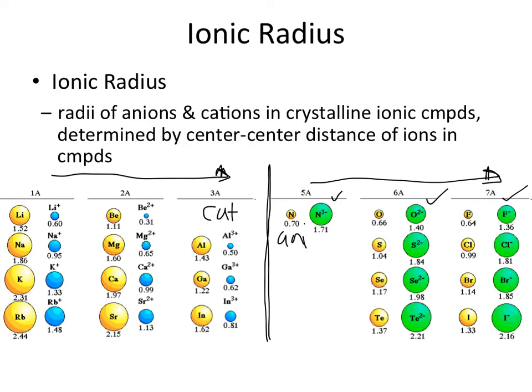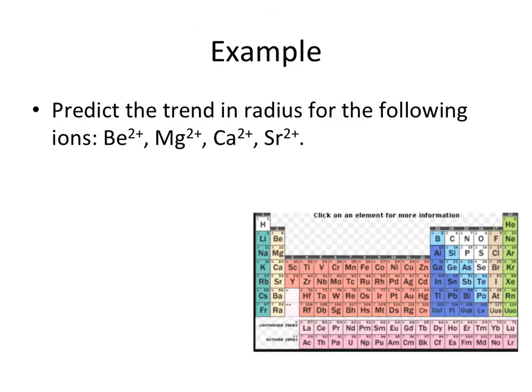From top to bottom, we do see an increase in size. The anions and cations both get larger as you go from top to bottom. So they generally follow the same trend as the atomic radii that we just discussed. However, you have to pay attention to this break in the cation side and the anion side. So if we look at an example where a question could be given, here they've asked you to predict the trend in the radius for the following ions. So we have beryllium +2, magnesium +2, calcium +2, and strontium +2.